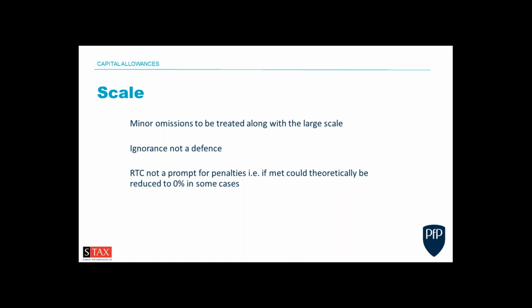RTC is not a prompt for penalties. Okay. So if under the current penalty regime, you make a disclosure during RTC's period up to the 30th of September, that's an unprompted disclosure. So depending on the conduct of the taxpayer, that means theoretically you could get penalties down to 0%. So if you're in this boat, or clients of yours are in this boat, complying with RTC really is an easy decision to make.